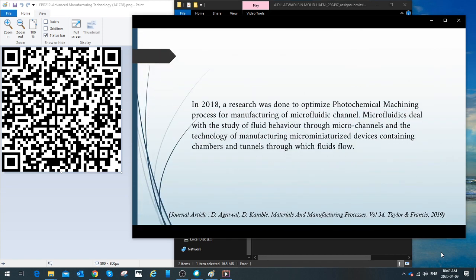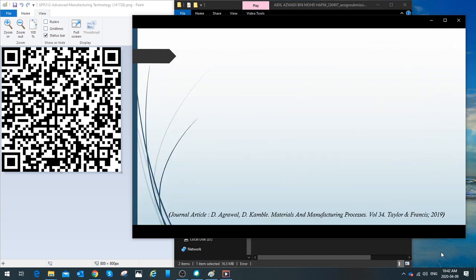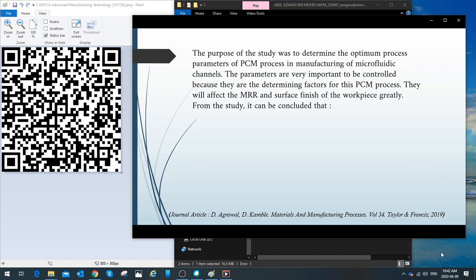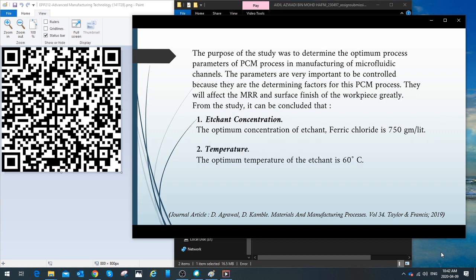For example, a research was done in 2018 to optimize photochemical machining process in manufacturing of microfluidic channels. The purpose of the study was to determine the optimum process parameters in manufacturing of microfluidic channels. From the study, it can be concluded that the optimum concentration of etchant, ferric chloride, is 750 grams per liter. The optimum temperature for the etchant is 60 degrees Celsius, and the optimum etching time is 50 minutes.